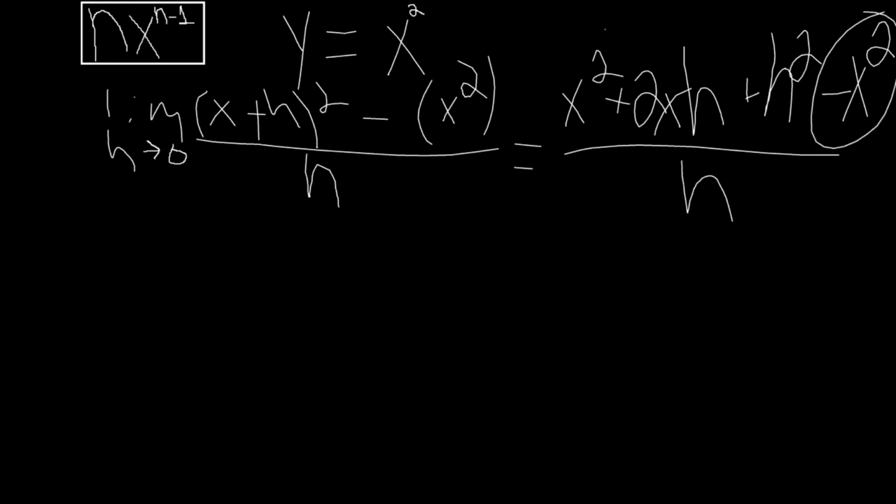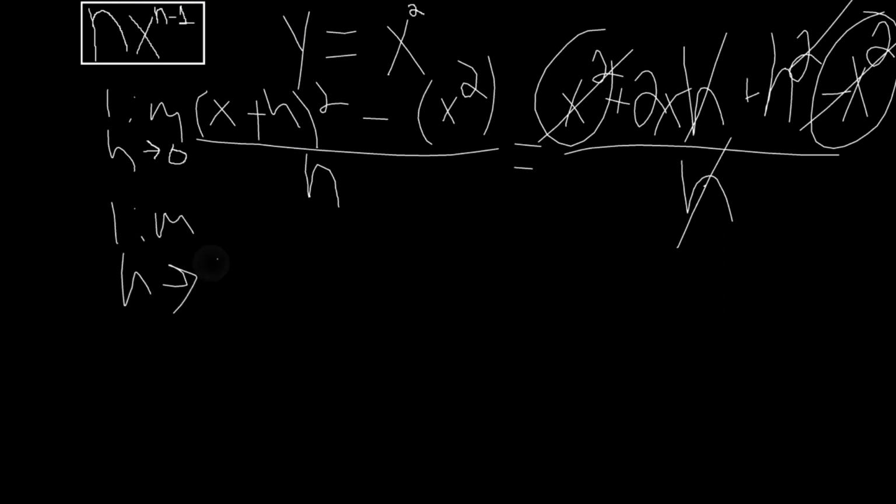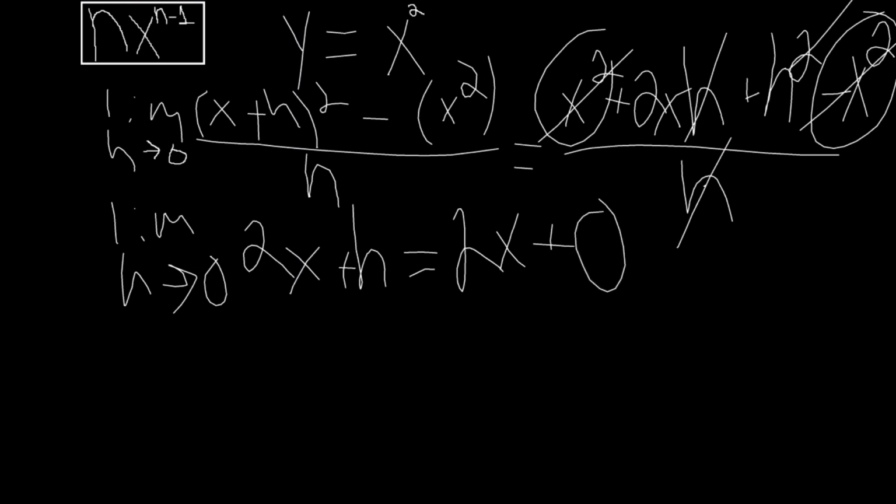And we see negative and positive x squared, those two are going to cancel out. Then we have an h, which we divide from each term, so this eliminates this h and this eliminates that h. So we have the limit as h approaches 0 of 2x plus h, and we substitute 0 for h, and we know 2x plus 0 is just 2x. And that's our derivative when we apply limit definition for this problem, right?